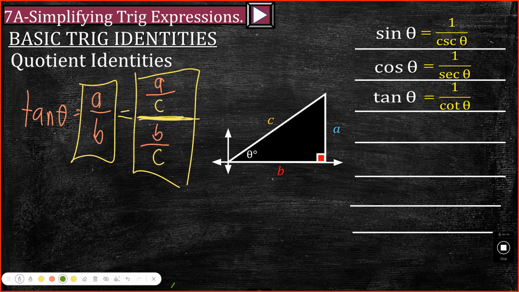Okay. Now, what is A over C? What ratio is A over C? Don't just everybody rush to say it. What is A over C? Interesting. What is it? Isn't it sine theta? Yes?